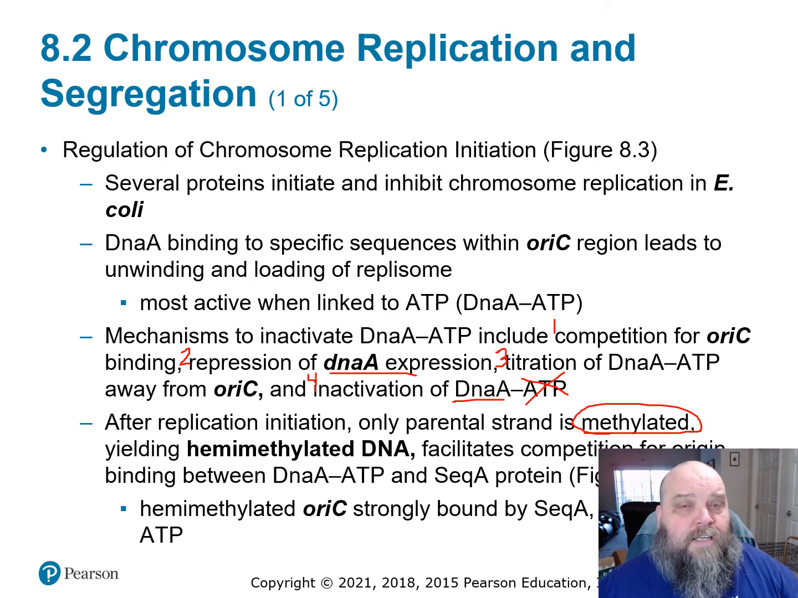Only one strand of the double helix is methylated, so you end up with what is referred to as hemimethylated DNA. Hemimethylated, partially methylated. That doesn't mean some methylation here and some there. It means only one continuous strand of the double helix is methylated, the other is not. Turns out DnaA does not like to bind to hemimethylated DNA.